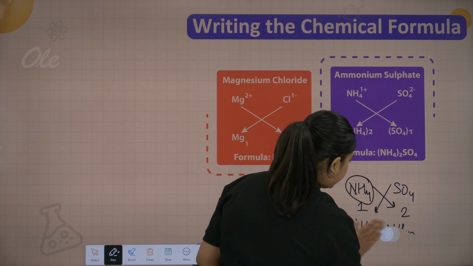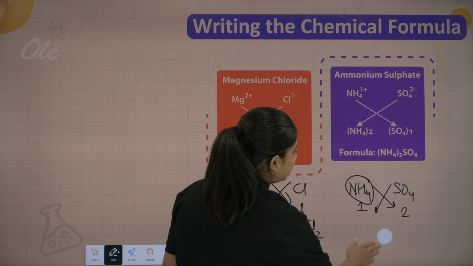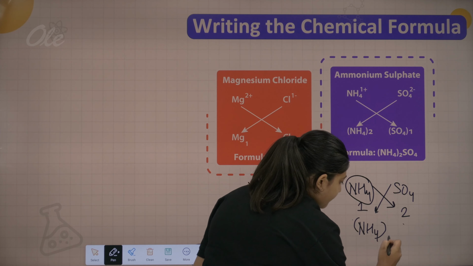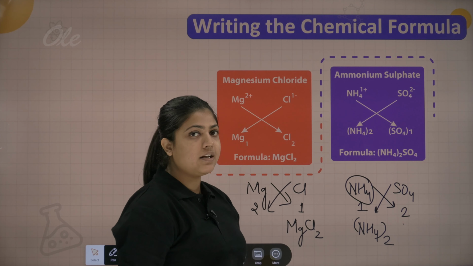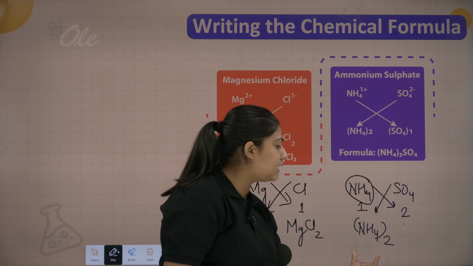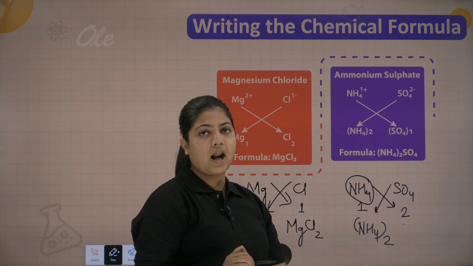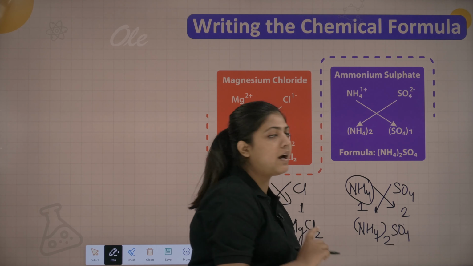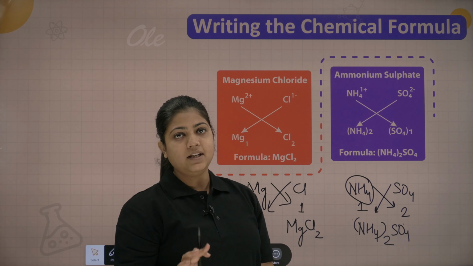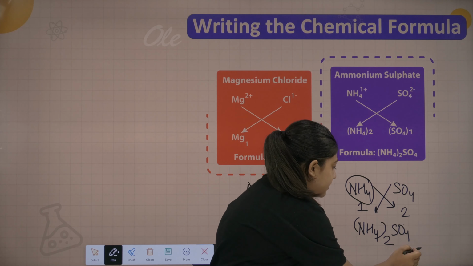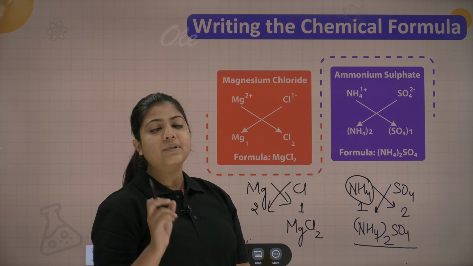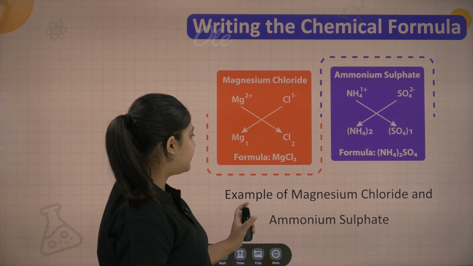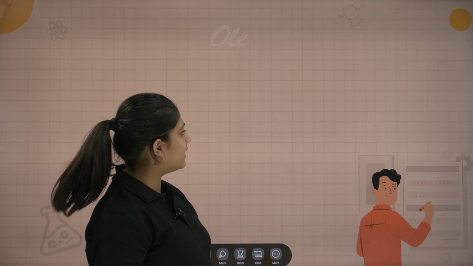Okay, so in that case, you will put the bracket. That is NH4. You will put the whole thing into the bracket, then you will write 2. This is implying that this 2 is being multiplied with nitrogen and with the 4 atoms of hydrogen as well, and then you will write SO4. Again, you will not write 1, because SO4 is implying the 1. Okay. So, this is your formula for ammonium sulfate. I hope you have understood this. Next, the examples of magnesium chloride and ammonium sulfate are there.